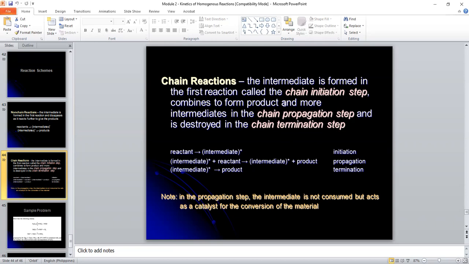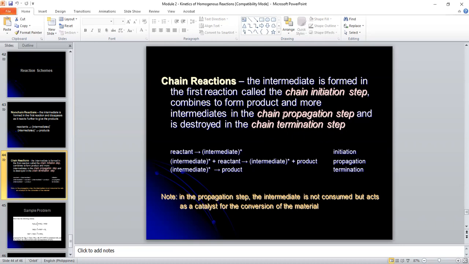Propagation in the sense that the intermediates are being propagated. So they don't just form the final product or products, but more intermediates are being formed in this particular step. So that is the chain propagation step.